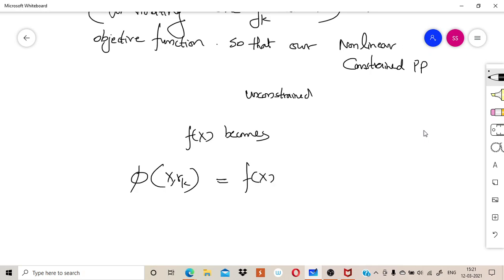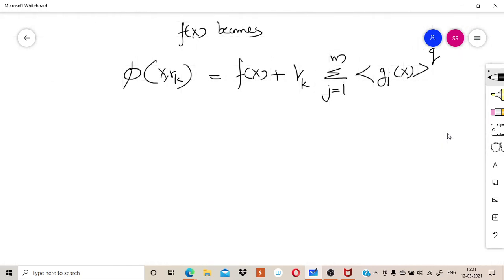It is defined as f of x plus rk times the sum over j equal to 1 to m, which is another kind of notation, of gj of x to the power q, where this rk is a non-negative value known as the penalty parameter.